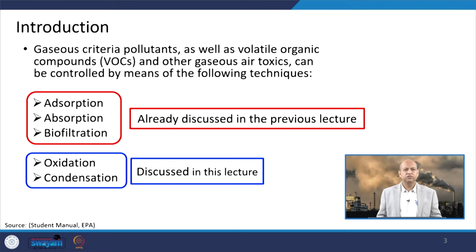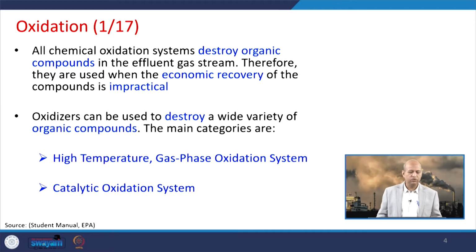We have already discussed adsorption, absorption and biofiltration related devices which have been used for gaseous pollutant control or capturing, because these gaseous criteria pollutants, like VOCs and even gaseous air toxics, can easily be controlled by these techniques: adsorption, absorption, biofiltration, oxidation and condensation. Three of these, adsorption, absorption and biofiltration, we covered in the last lecture. Today we will focus on oxidation and condensation. So, let us see what oxidation basically is.